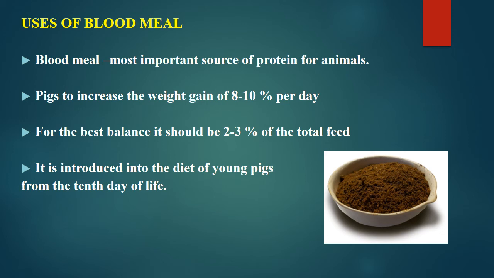For the best balance, it should be 2 to 3% of the total feed. It can be introduced into the diet of young pigs from the 10th day of their life. So in case of pigs, there is always a possibility of nutritional deficiencies or iron deficiencies. That can be solved by adding this blood meal into their feed.